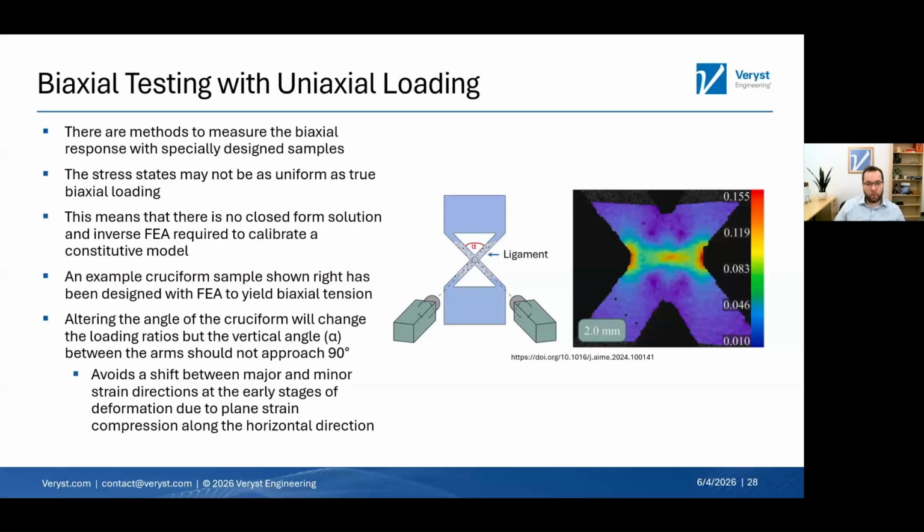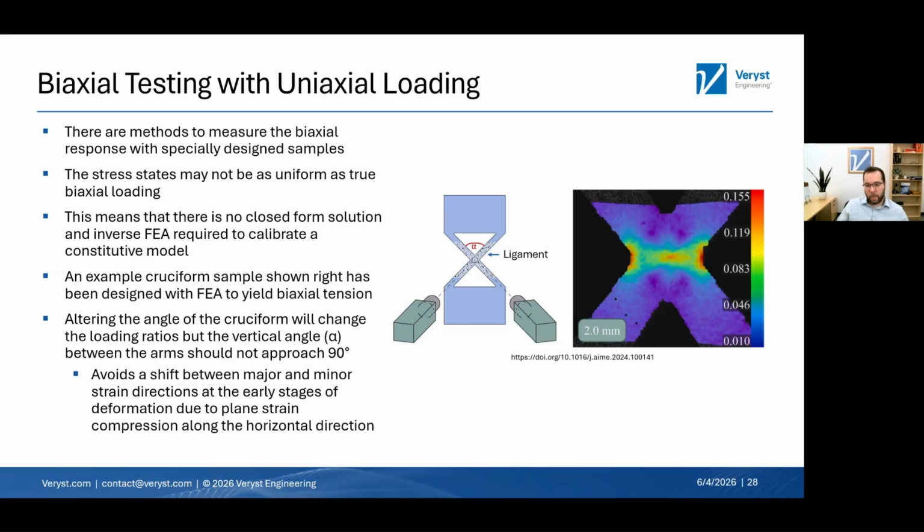Another approach, if you've only got a uniaxial tensile test machine and you want to get a biaxial stress state in your material, is to build a cruciform sample out of your specimen, and then have the uniaxial tension pull on both of the arms at the same time. This has a couple of advantages that I'll go into later, other than the ease of testing.